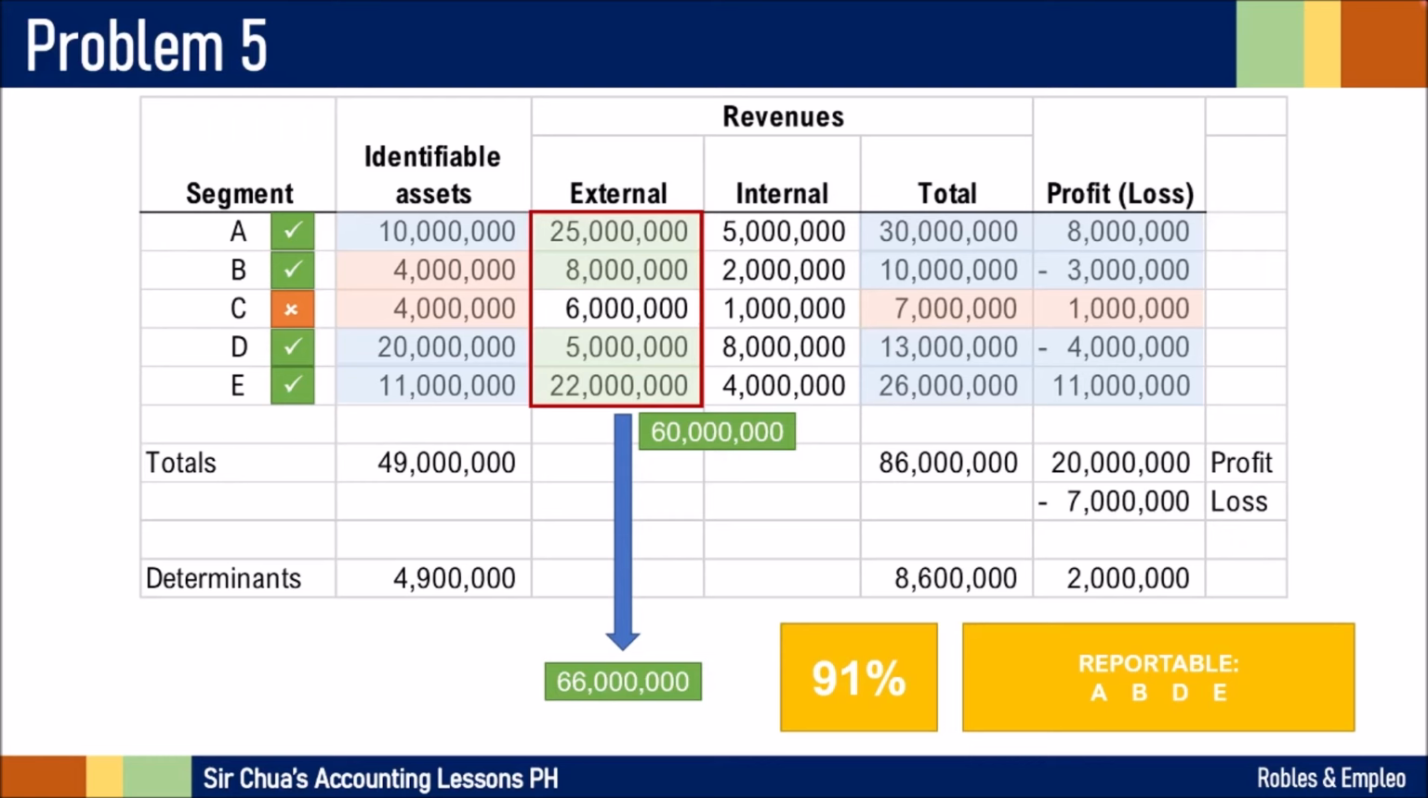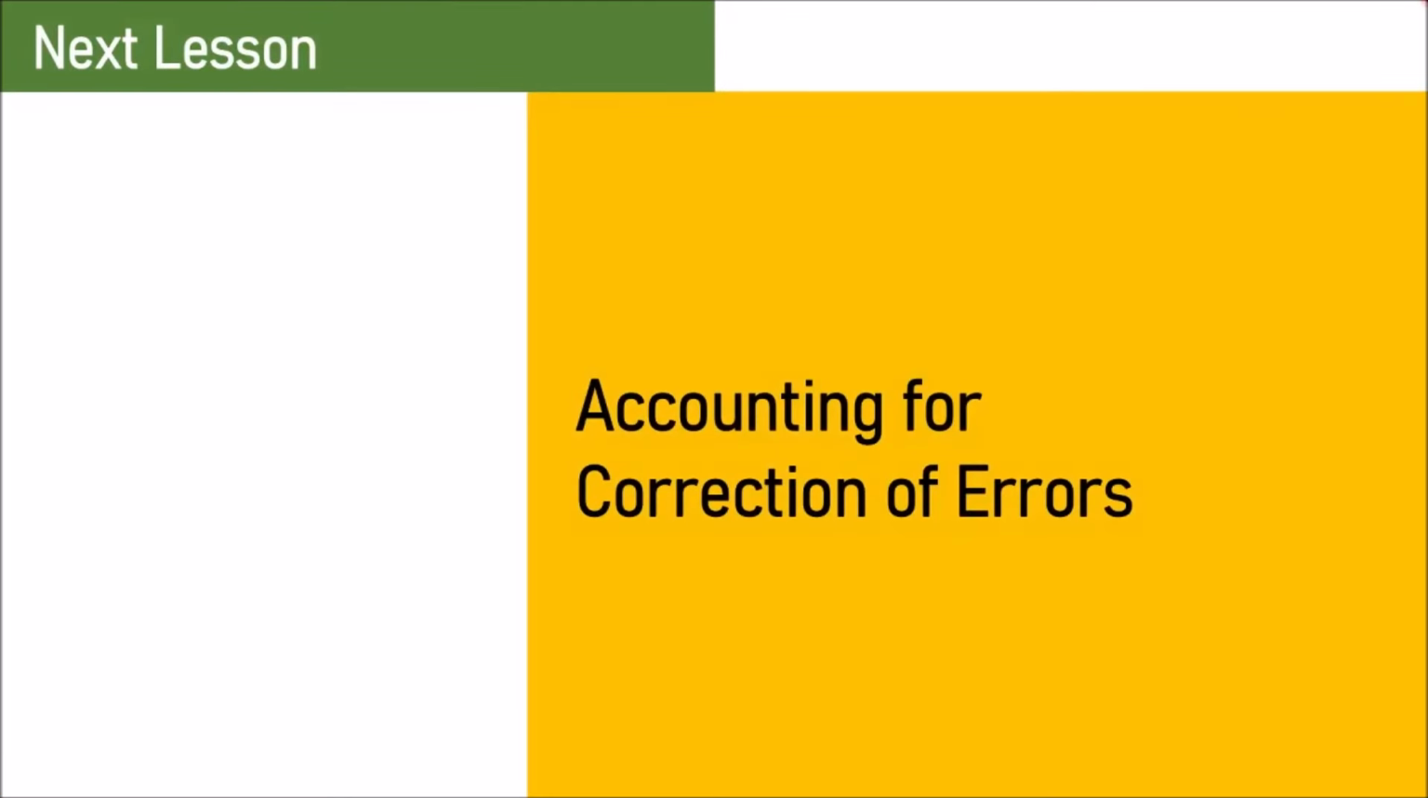Ganun lang. Okay? And that has been our discussion for interim financial reporting and reporting on operating segments. And our next lesson is accounting for correction of errors.